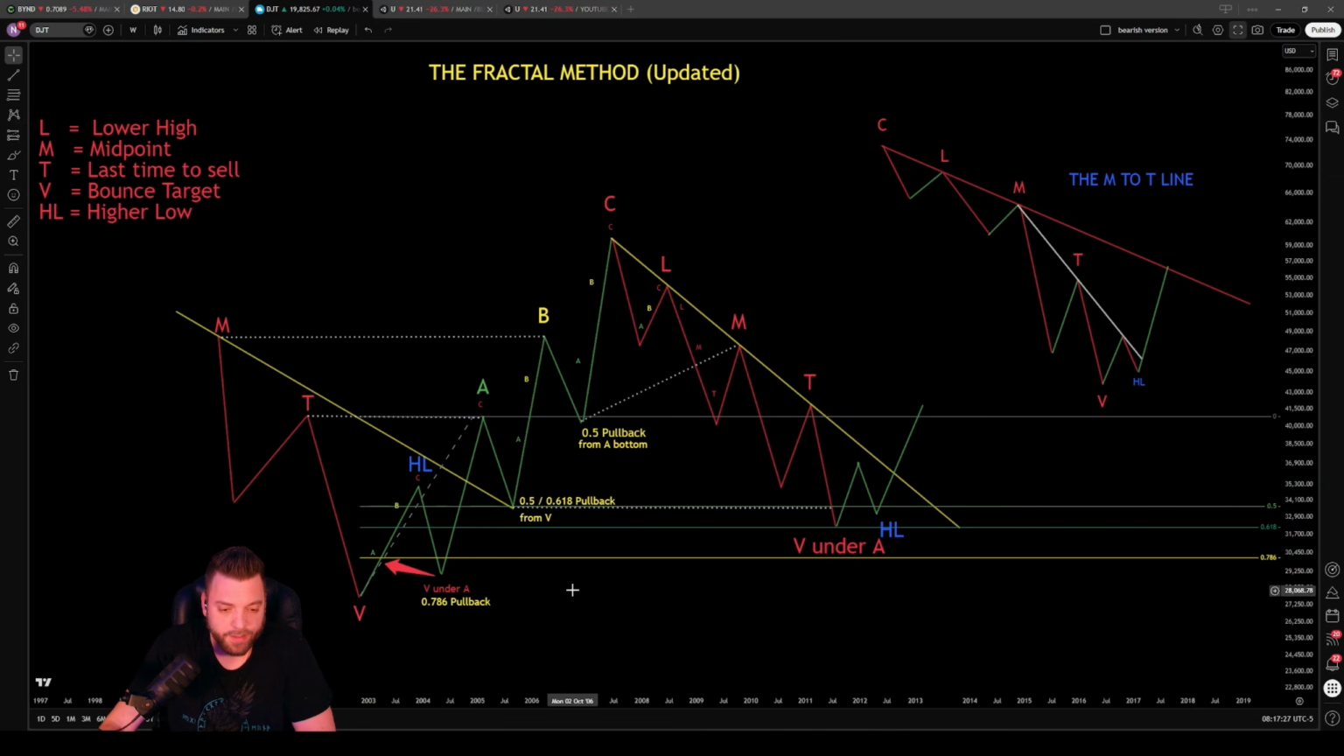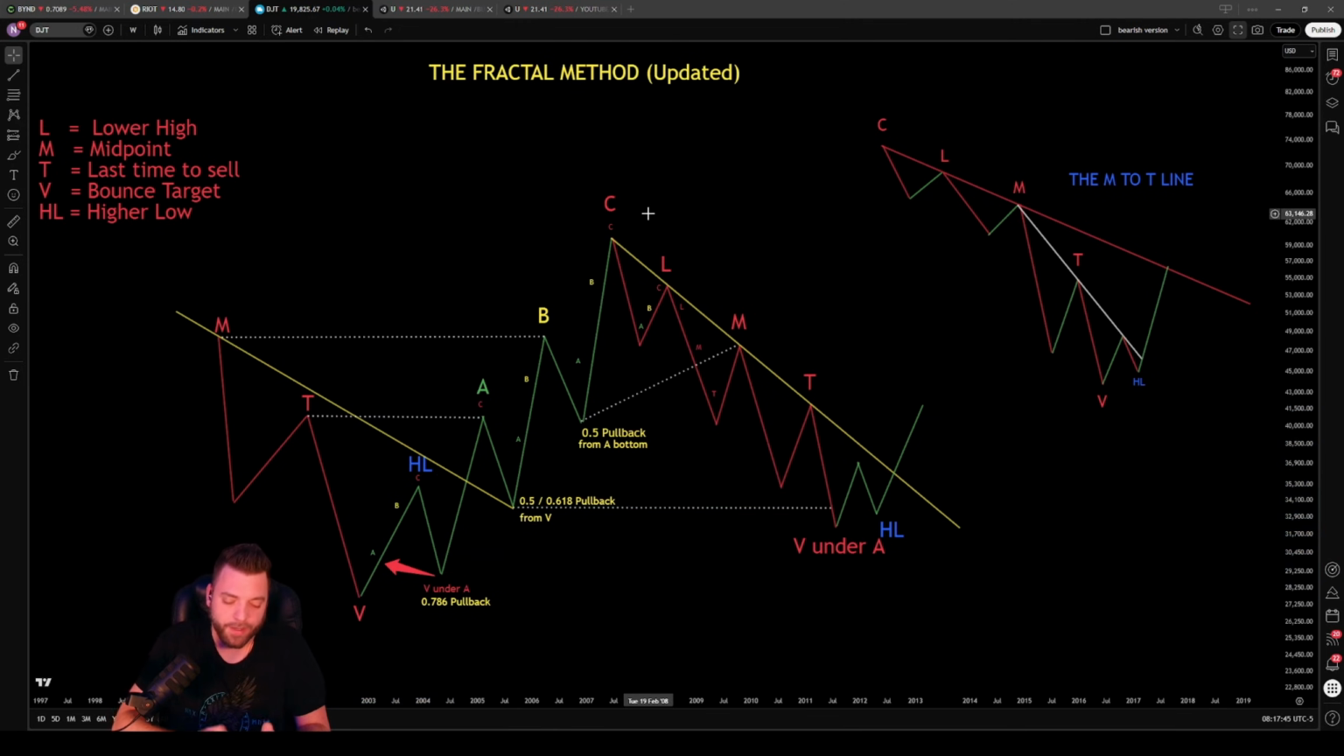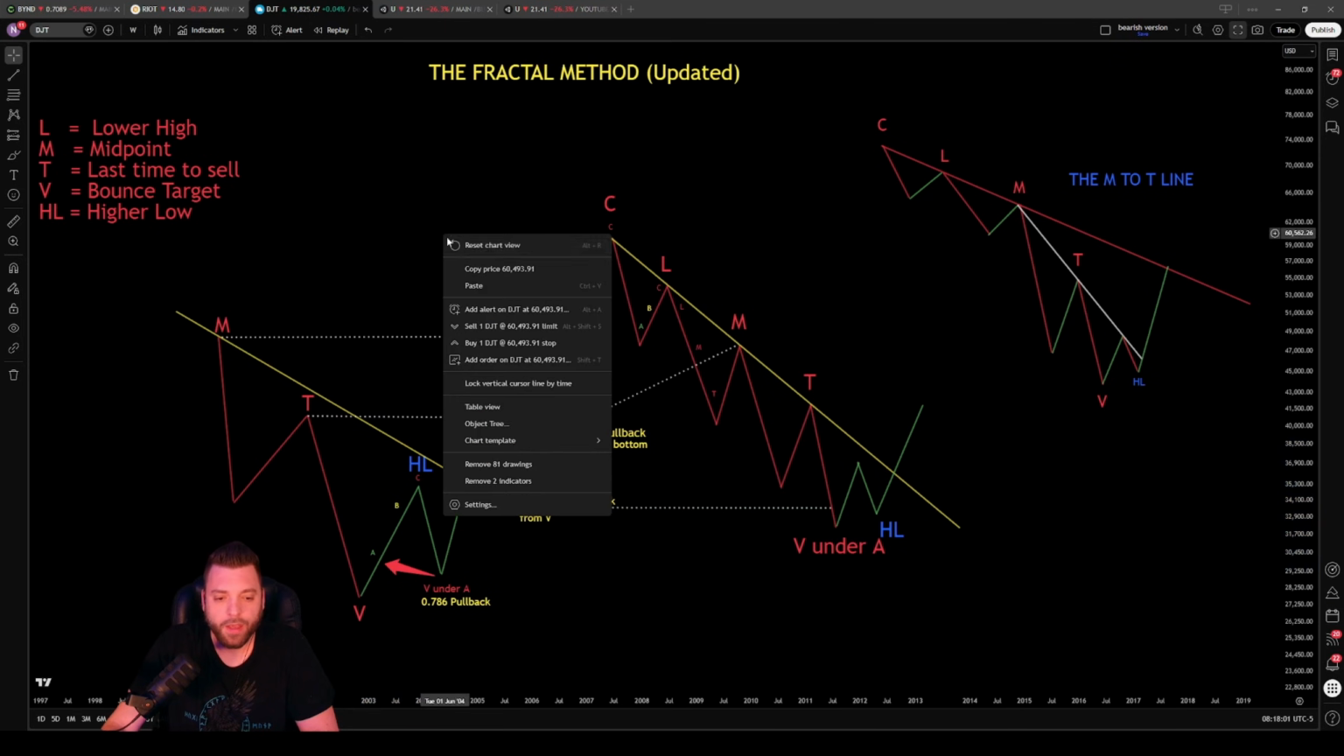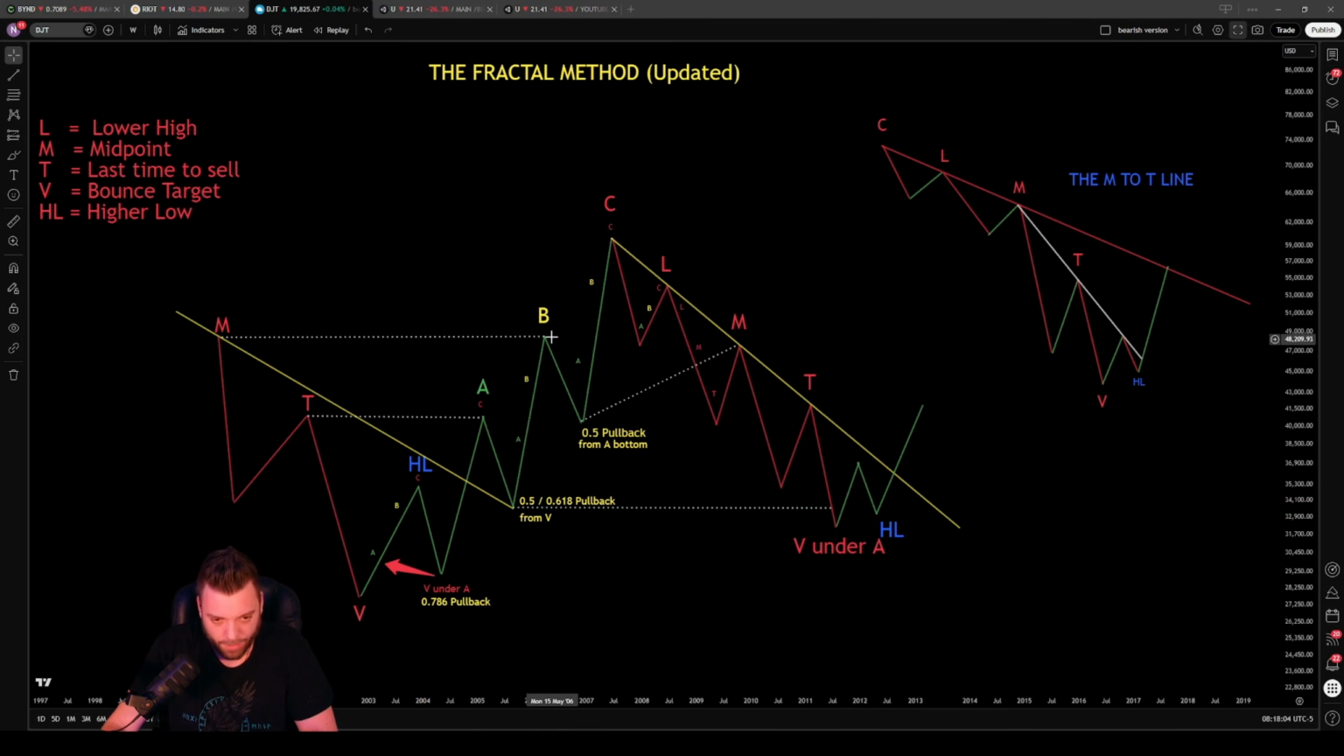Here is just an additional rule: the higher low, as I told before, has to end in a V under A. That's a fact. It has to be at least 1 cent under the A bottom. The 0.5 and the 0.618 pullback can bounce a little bit over it, at it, or under it. It doesn't have to be 100% exact. The only thing which A isn't allowed to do is touch or fall under the 0.786. Then something is wrong. Okay, after the A, you go up to your B.